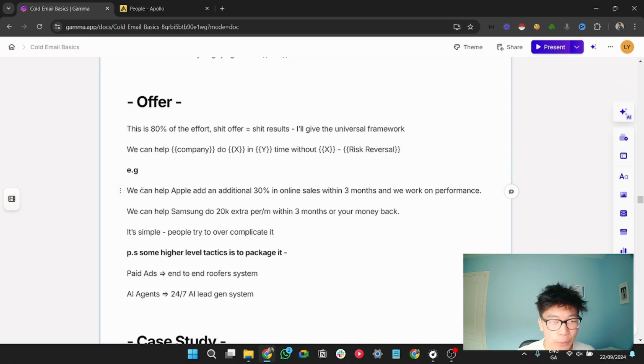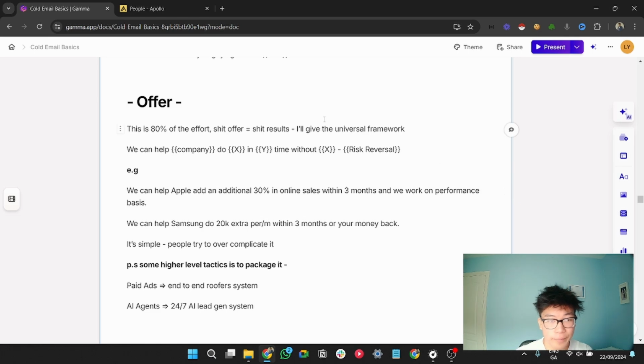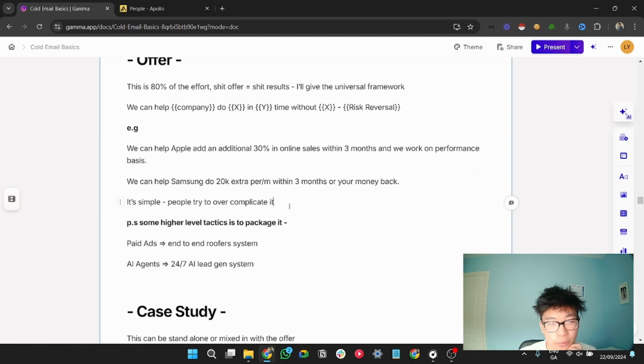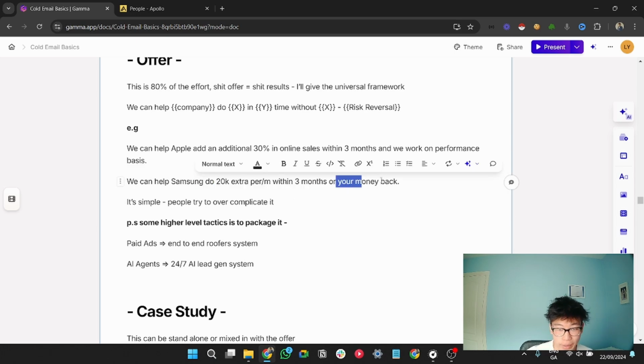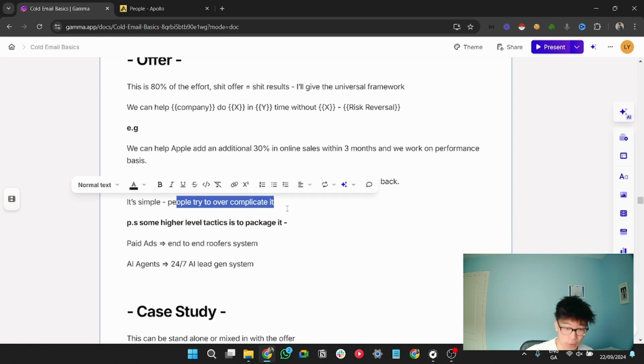So for example, we can help Apple add an additional 30% in online sales within 3 months, and we work on a performance basis. We can help Samsung do 20K extra per month within 3 months or your money back. It's simple. People try to overcomplicate it. It's not difficult, okay? It's just you can do this for them and this is what they get. We can help Samsung do this, this, and this, or your money back.